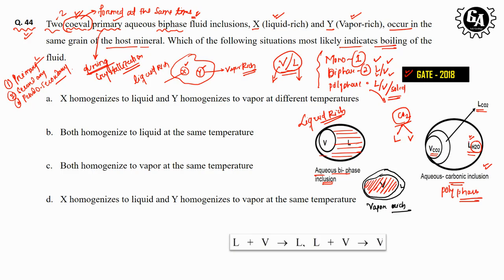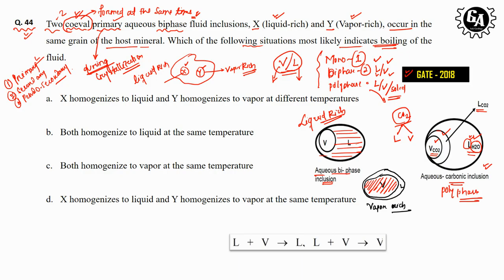In this case you can see liquid water, then liquid carbon dioxide, then vapor carbon dioxide. We will see some diagrams also, so you get familiar with the relative positions of the phases present inside the fluid inclusion. So don't worry about that. Which of the following situations most likely indicates boiling of the fluid?